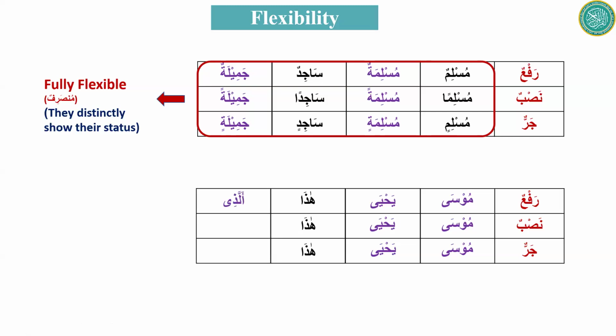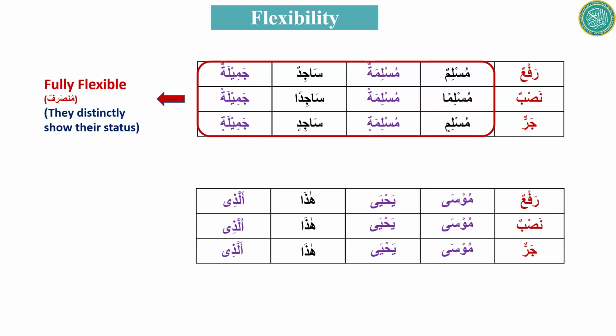Allazi. What's the meaning of Allazi, Nausheen? The one who. So this is Rafa, Allazi in Rafa form. What is the nasab form of Allazi? Allazi never changes also. Jar is also Allazi. Allazi, Allazi, Allazi. It never changes. It doesn't show its status.